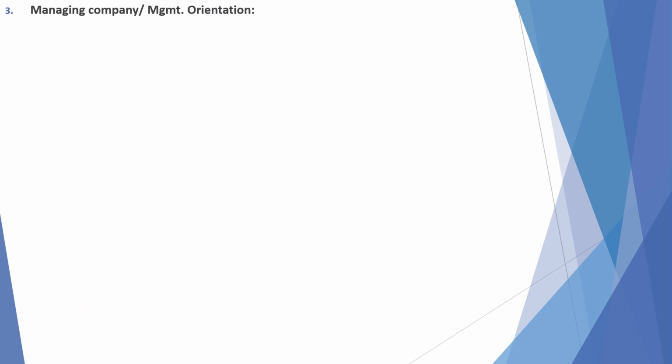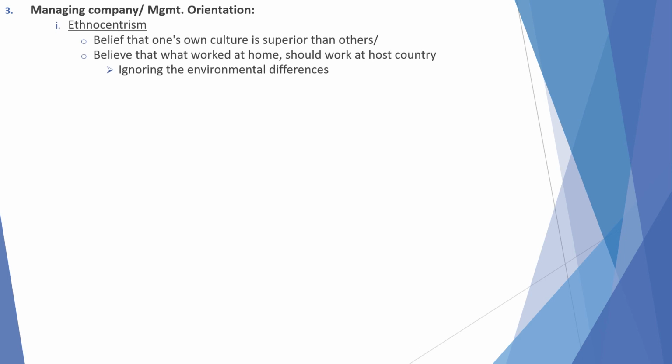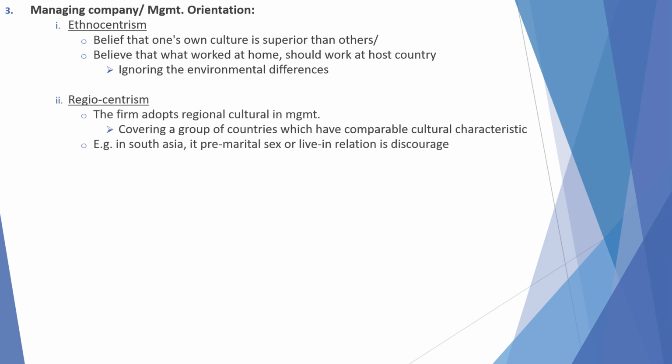Next is managing company or management orientation, where there is first ethnocentrism, where it is believed that one country's culture is superior to another country's. The belief is that what works at home will work in the host country as well, ignoring the environmental differences. Next is regiocentrism, where the firm adopts the regional culture in management, covering a group of countries that live with comparable cultural characteristics. For example, in South Asia, premarital sex or living in a relationship is discouraged.